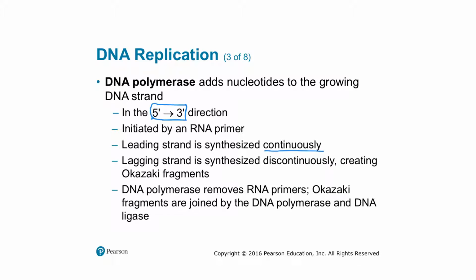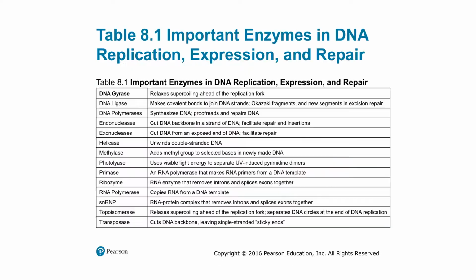The lagging strand is going to be synthesized discontinuously, and it's going to create what we call Okazaki fragments. And these DNA polymerases remove the RNA primers. These Okazaki fragments are joined together by the DNA polymerases and the DNA ligases. I've just thrown a bunch of terms at you, and I understand that. These are all of the enzymes that are used in DNA replication, expression, and repair that are going to be important that you need to know. I would commit these to memory.